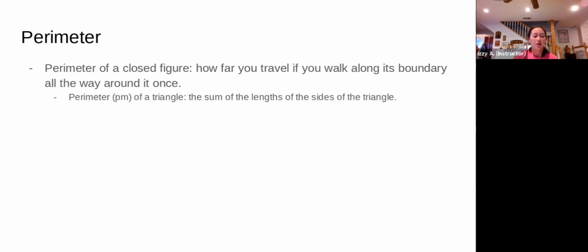For example, the perimeter of a triangle. I do have a tendency, and I think a lot of people also abbreviate perimeter to PM.